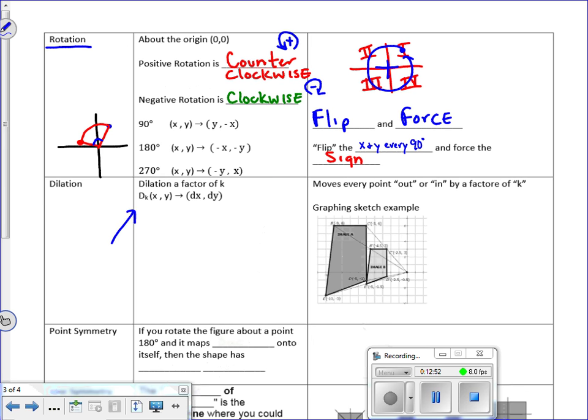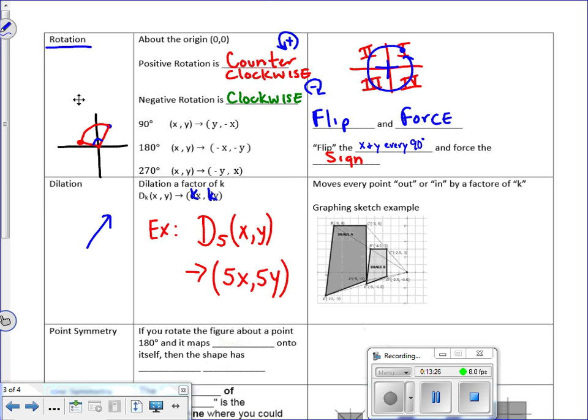All right, let's take a look at dilation. Dilation is basically a transformation. It takes objects and makes them larger and smaller. Now the notation here is D_k takes the point (x, y) and moves it to (dx, dy). Quite honestly, I think that should say kx and ky. So if you'll fix that on there for me, I'd appreciate it. So basically what it's saying is, let's say I have D_5, and k is 5 here, and you have some point x and y. Well, that maps to 5x, 5y, so I just multiply them.